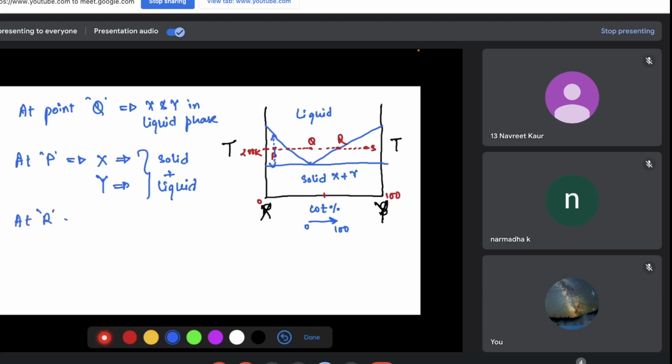At R, the point is lying exactly on the line which is the separation or the equilibrium line between liquid and solid. So this is at equilibrium between liquid and the liquid plus solid phase, okay.